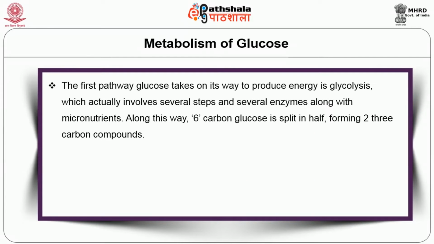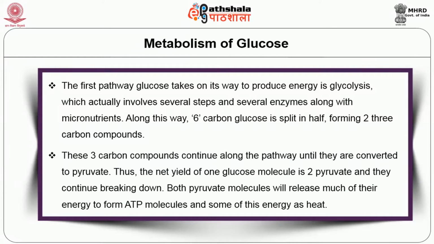The first pathway glucose takes on its way to produce energy is glycolysis, which actually involves several steps and several enzymes along with micronutrients. Along this way, 6-carbon glucose is split in half, forming 3-carbon compounds. These 3-carbon compounds continue along the pathway until they are converted to pyruvate. Thus, the net yield of one glucose molecule is 2 pyruvate, and they continue breaking down.